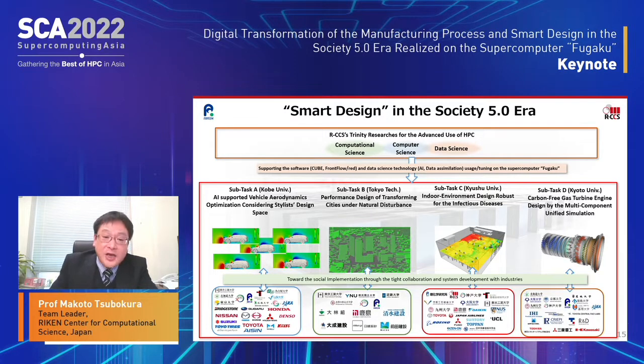The smart design will be realized by coupling high-performance simulation, which is also coupled with data science on the high-end supercomputer environment. In this regard, RCCS has strengths and supports all these four subtasks. Here, I think I'm running out of my time, so I would like to introduce task A and task C somehow more in detail as an extension of the topic introduced earlier.